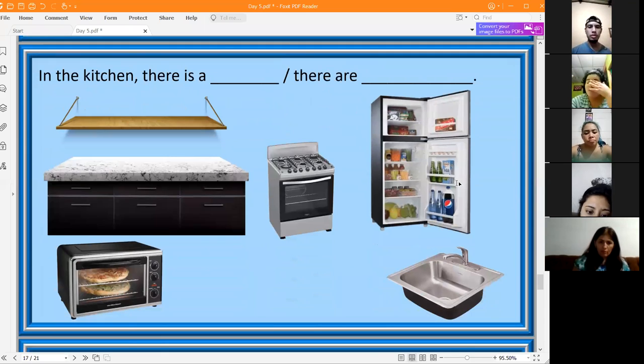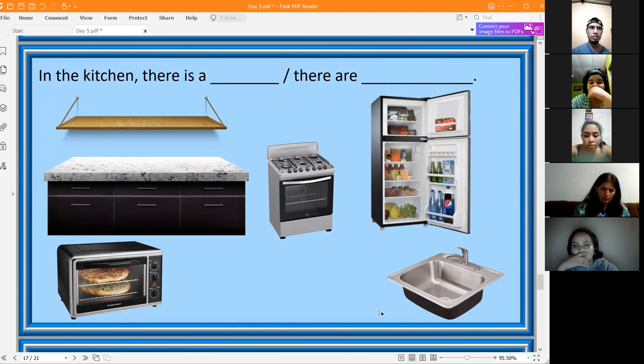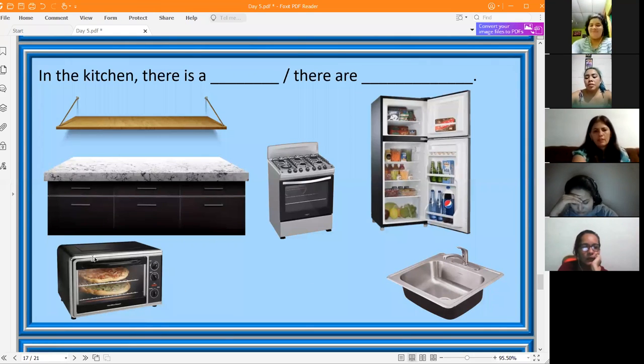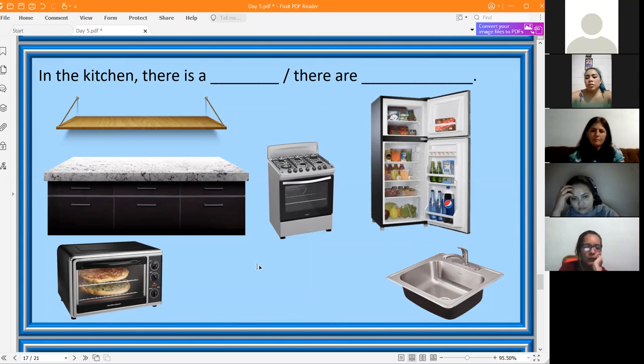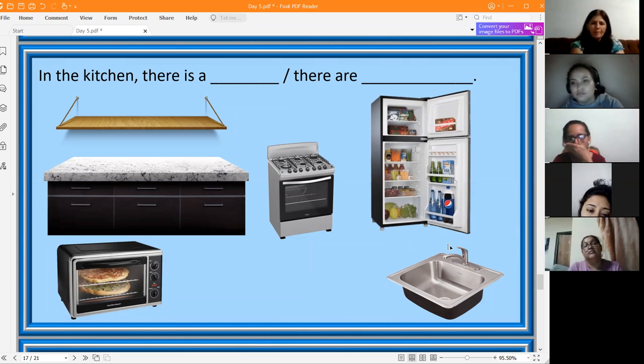Now let's look at the kitchen. What's there in the kitchen? Stove. In the kitchen, there is a chair, there is a gas stove, there is a refrigerator, there is a sink. There is a microwave oven. Excellent. Very good. Thank you.